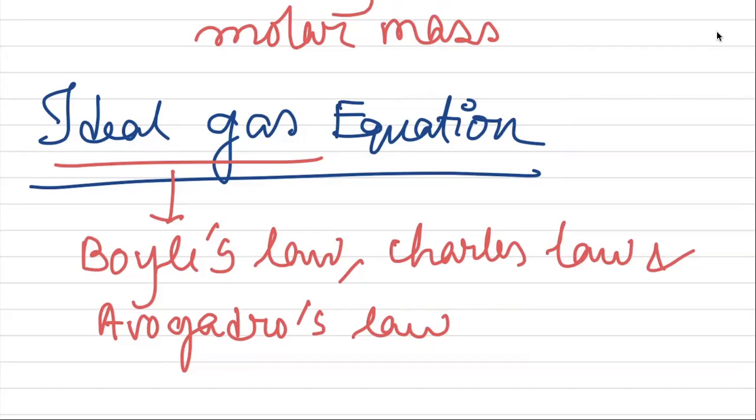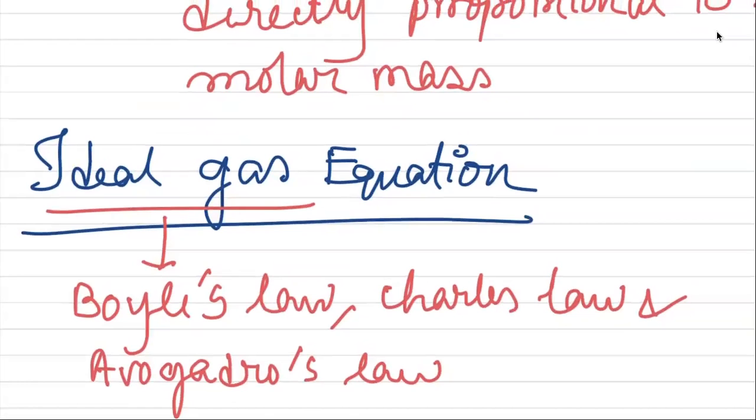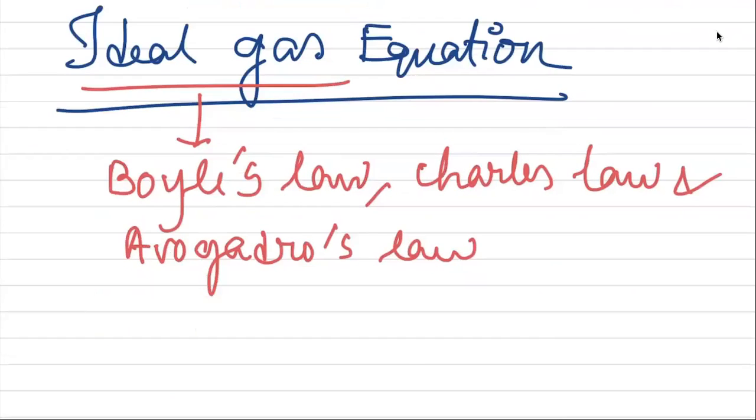Okay, in our next part we will learn how we can derive the ideal gas equation. So let's see the three laws which we learned till now: Boyle's law, Charles' law, and Avogadro's law. These three laws can combine together in a single equation, and that equation is known as the ideal gas equation. Okay, so let's start writing the equation.